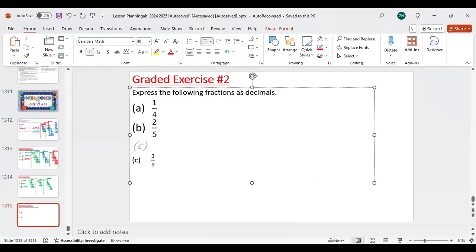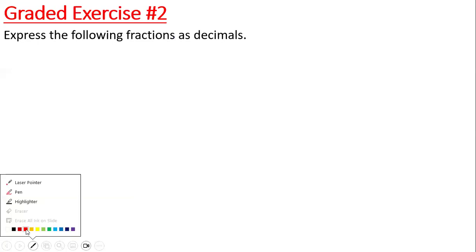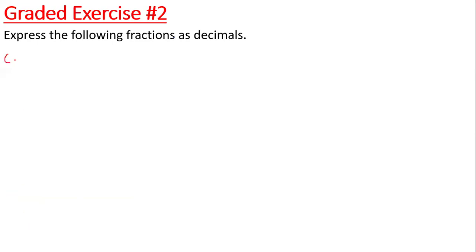Oh, I don't like how I'm setting this up. One second. I'm going to write it. This looks bad. Okay, so A is going to be 1/4. Please show all working. B is going to be 2/5. C is going to be 1/2. And again, we have to express these as decimals.